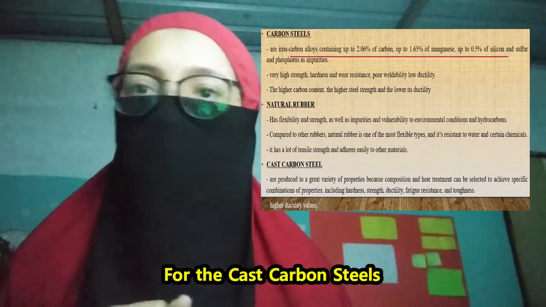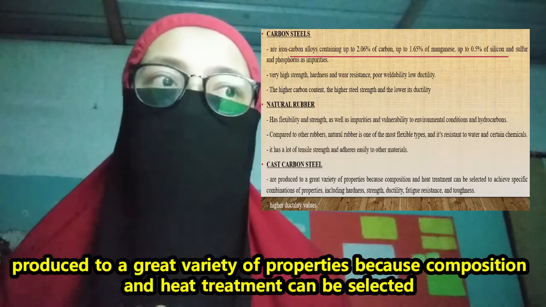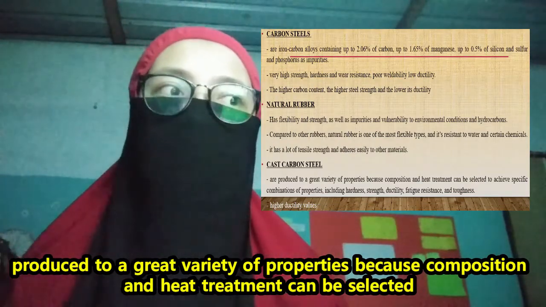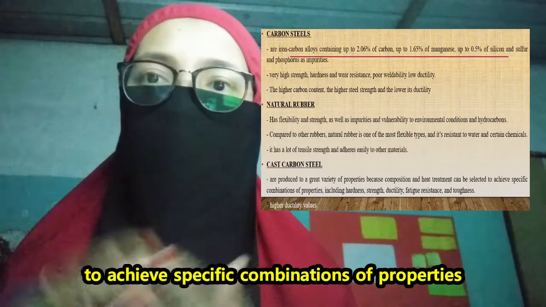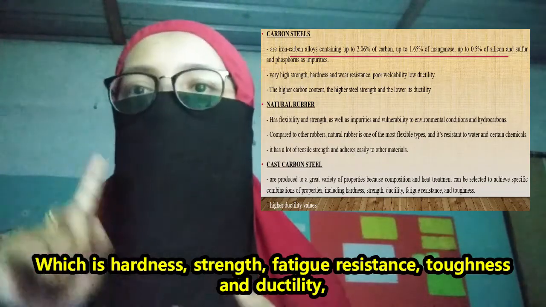For cast carbon steel, it produces a great variety of properties because composition and heat treatment can be selected to achieve a specific combination of properties, which are hardness, strength, fatigue resistance, toughness, and also ductility.